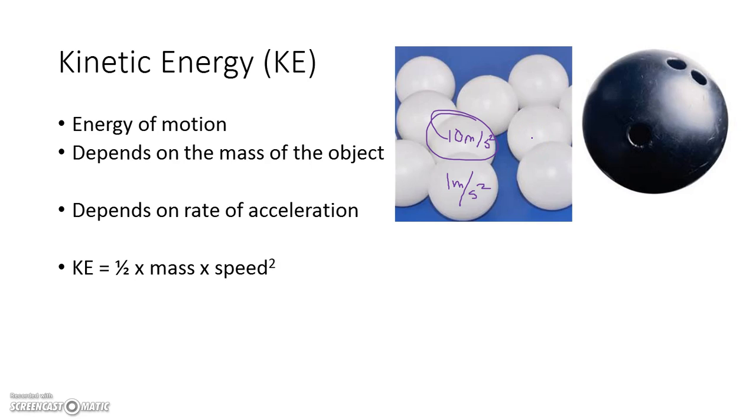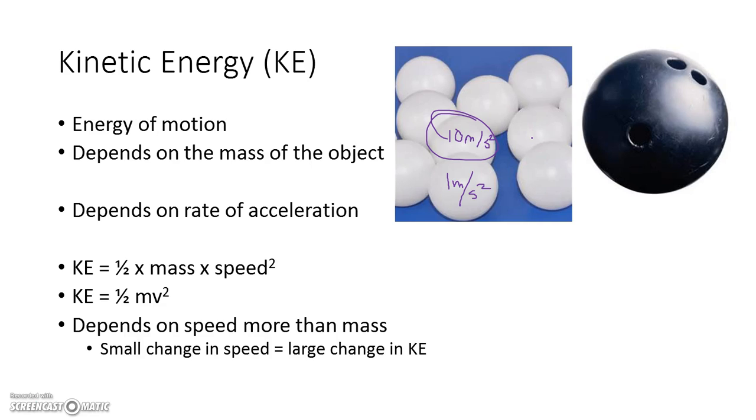All right, so kinetic energy is equal to 1/2 times the mass of the object times the speed of the object squared, or the velocity. Okay, so the equation would be 1/2 mv squared. It depends on speed more than it does on mass. So the change in speed is going to have a greater influence on kinetic energy than the change in mass. Because a small change in speed can give a large change in kinetic energy.